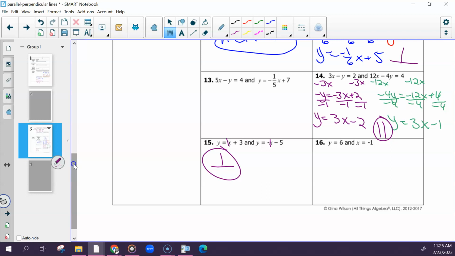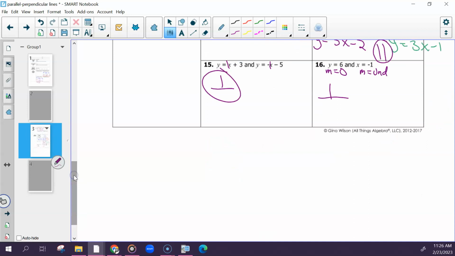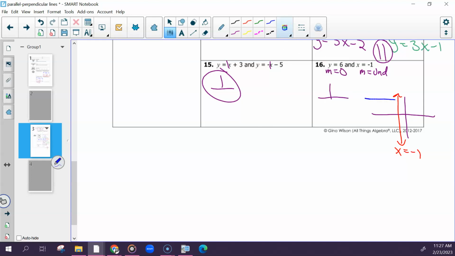You have to think about your slopes. Because this one's 0 and this one's undefined, they would cross, so those would be perpendicular. Because they're simple enough, you could also graph it, maybe off to the side. So if I made a makeshift graph, and I said x equals negative 1 was here, and y equals 6 was here, I could see that they cross and they make that T.